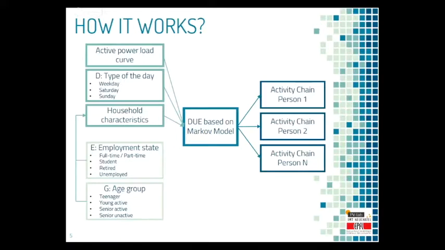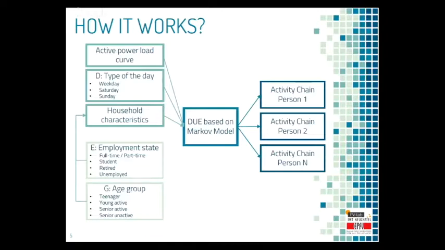As input to the algorithm, we concentrate our attention on three main points. First, of course, we use the active power load curve. This is the smart meter data we have talked about. Second, we're looking at calendar data: what is the type of the day? Are we talking about a weekday? Is it a weekend? Then we look at the household characteristics. Saying household characteristics, I mainly want to emphasize that we're looking at characteristics of the people who live inside the household. We are interested in their employment state and age group, and subcategories you can see on the slide. So these are the main inputs of the algorithm.